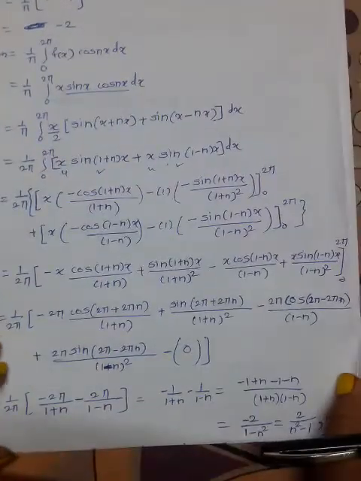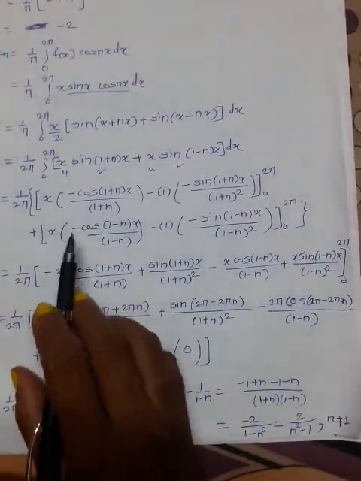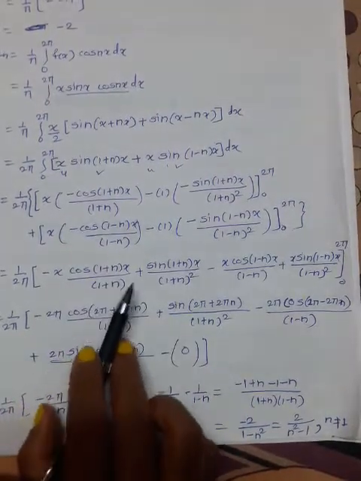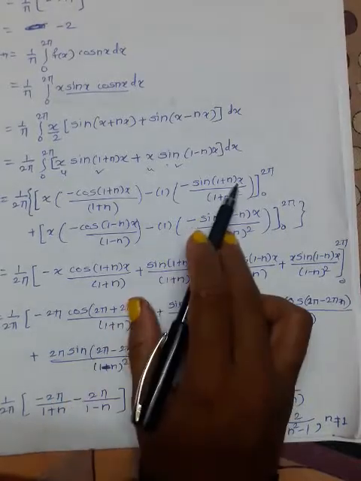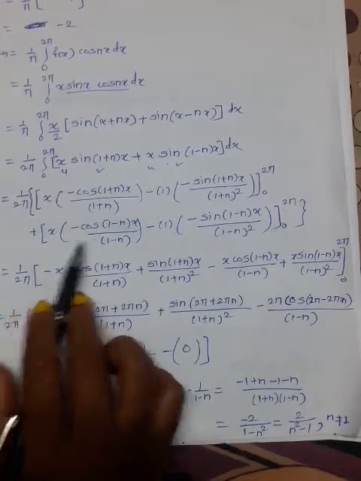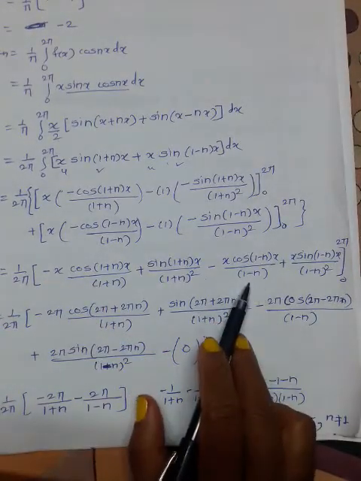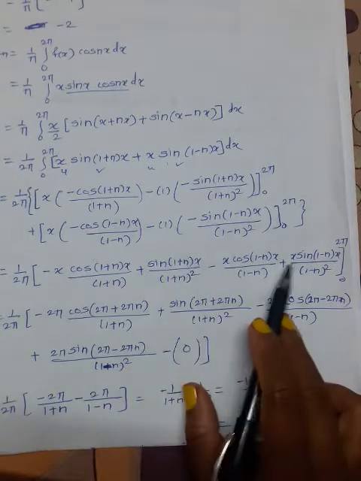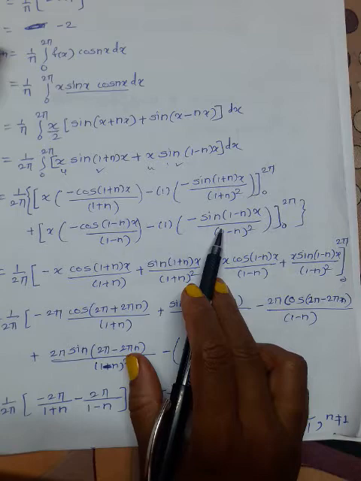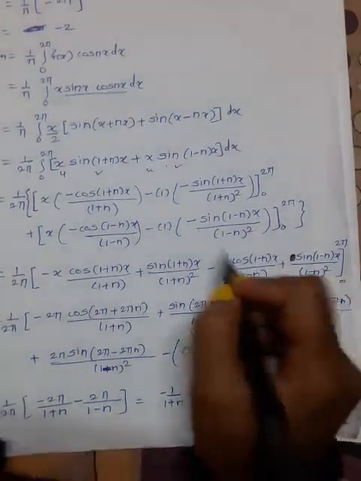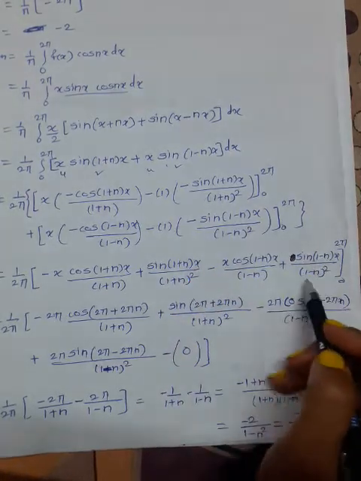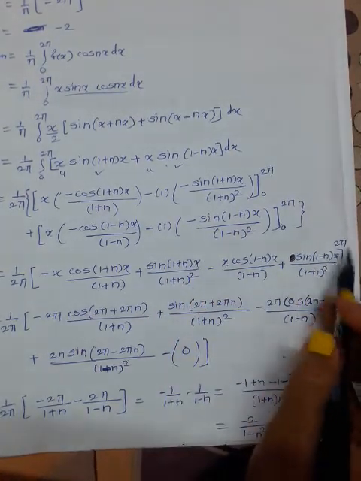Now we have to put the limits. Before that, just replace this, remove this constant. This minus x cos (1 plus n) x upon 1 plus n, minus minus becomes plus sin (1 plus n) x upon (1 plus n) squared. This is again minus x into cos (1 minus n) x upon 1 minus n, and minus minus plus x into sin (1 minus n) x upon (1 minus n) squared, as it is. Limit 0 to 2 pi.